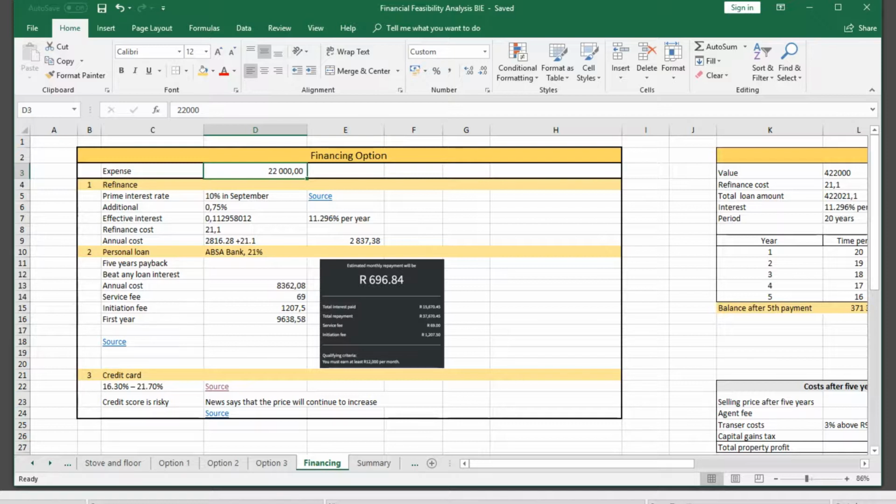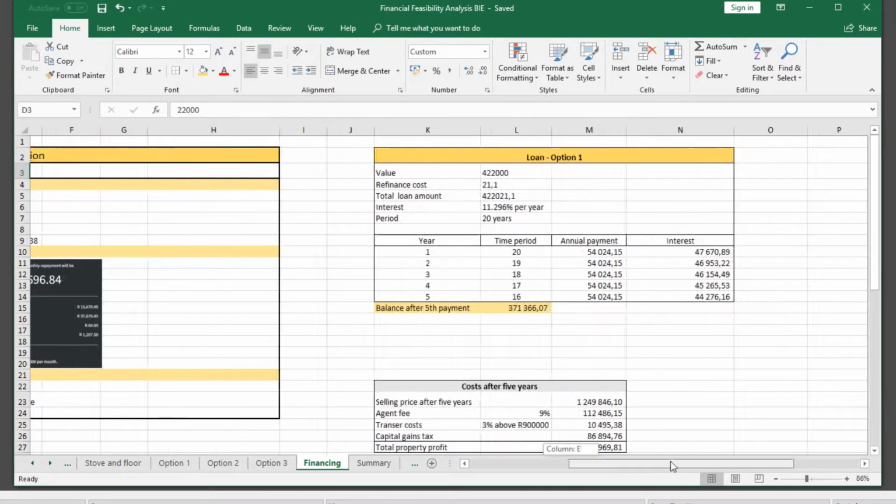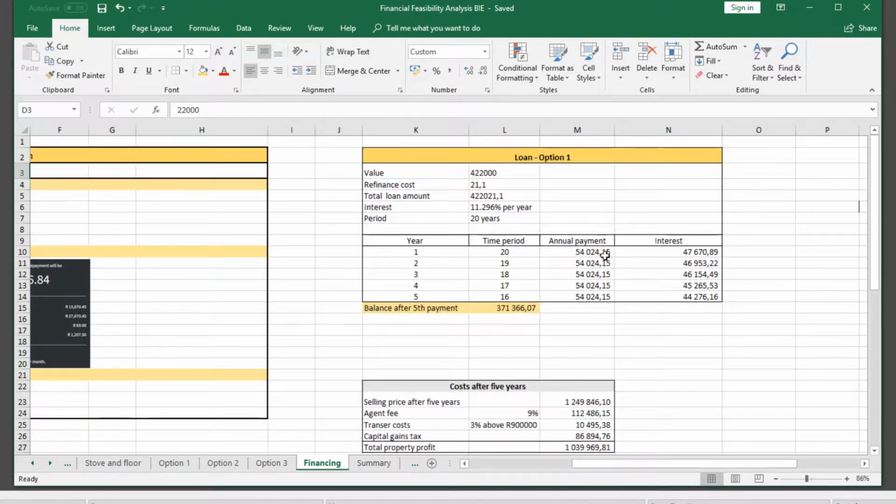The 3 different financing options were compared, and the best one was refinance. The loan was identified, in which the annual payments were calculated as well as the interest. The balance after the 5th payment was also identified.